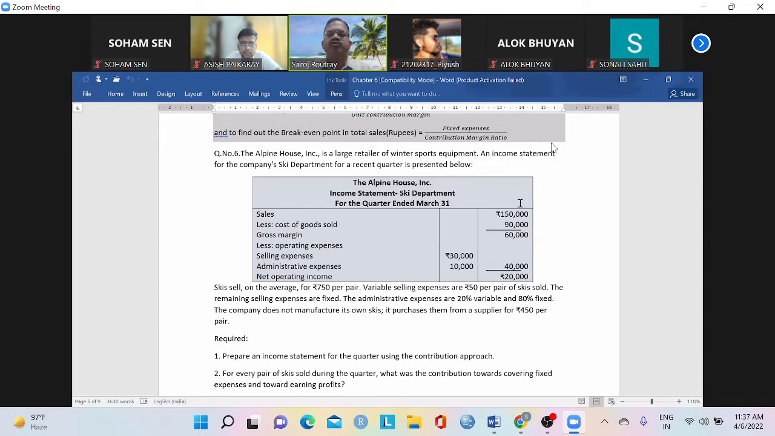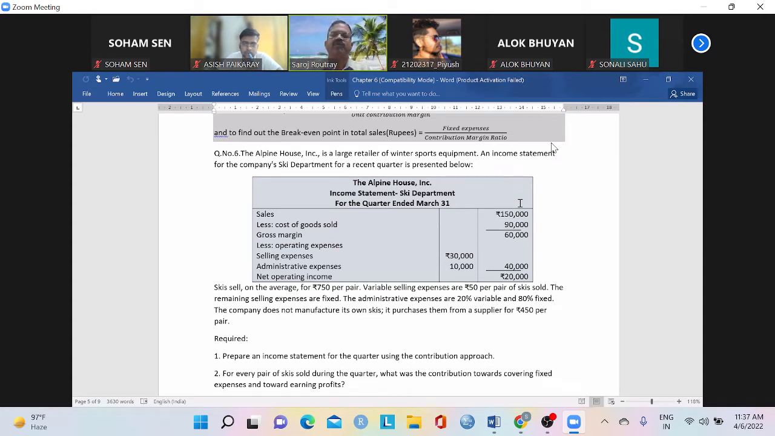Okay. So I'm reading the rest part of the question, but I expect that all of you will also be going through it, because thereafter immediately I'll ask few questions. Skis sell on the average for 750 per pair. Variable selling expenses are 50 per pair of skis sold. The remaining selling expenses are fixed. The administrative expenses are 20% variable and 80% fixed. The company doesn't manufacture its own skis. It purchases them from a supplier for 450.